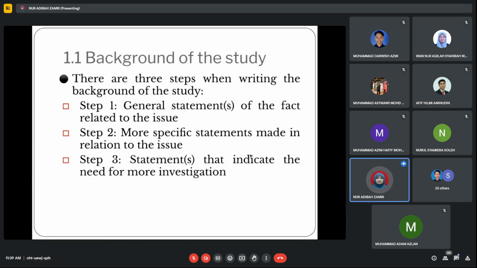And this one, statements that indicate the need for more investigation. You have to provide a statement on why you think you need more investigation, why this issue is very important. Because sometimes social media addiction can affect students' mental health. That's why it is very important to investigate this issue, in order to avoid students from having this kind of problem, mental health issues.